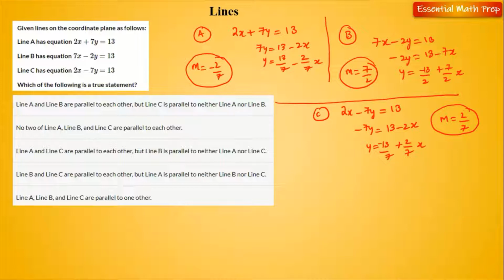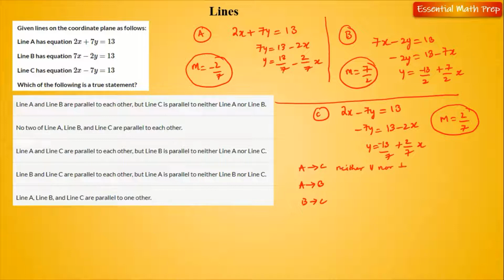Now, there's really only three combinations you can have, right? You can compare A and C, you can compare A and B, and you can compare B and C. Let's start with A and C. Clearly, the values themselves are different. Why? Because one is positive and the other is negative. So lines A and C are neither parallel nor perpendicular, right? So neither parallel nor perpendicular.